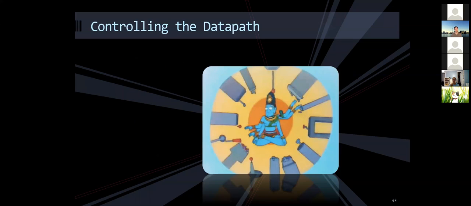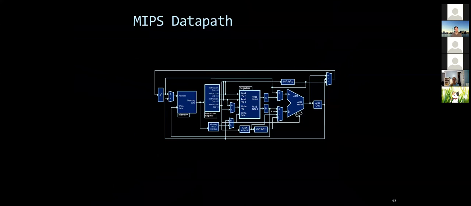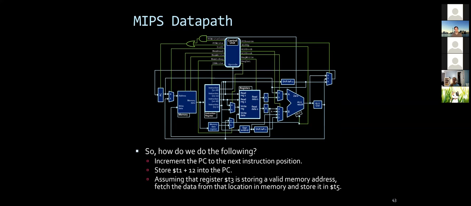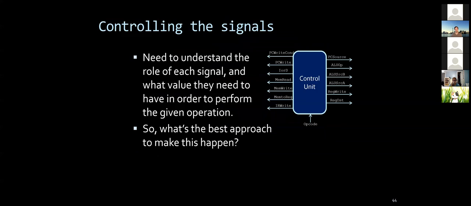So this is a line of assembly language, and then the controlling of the datapath does it step by step. We increment the PC for the next instruction position. That's the first thing we need to do. When we have an instruction like that, we take T1 plus 12 into the PC. Then, assuming that the register T3 is storing a valid memory address, we fetch the data from that location in memory and store it in register T5.